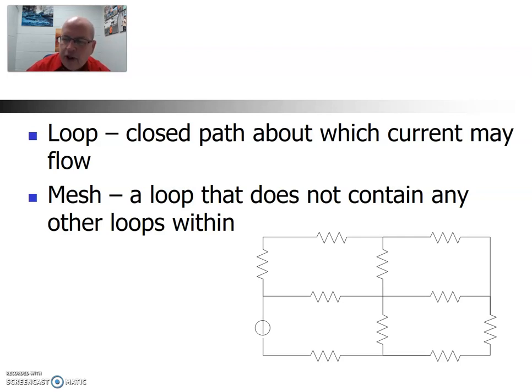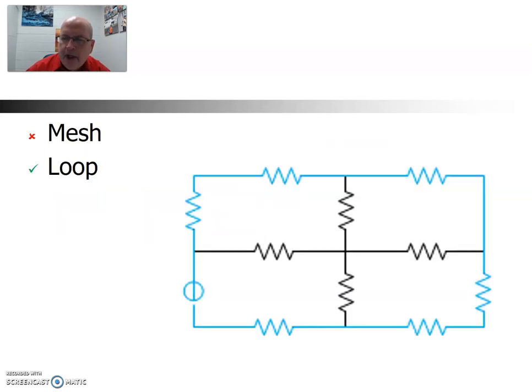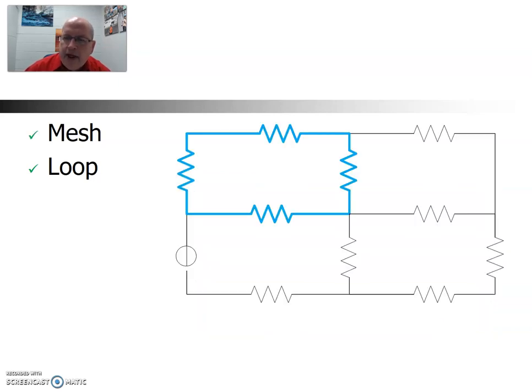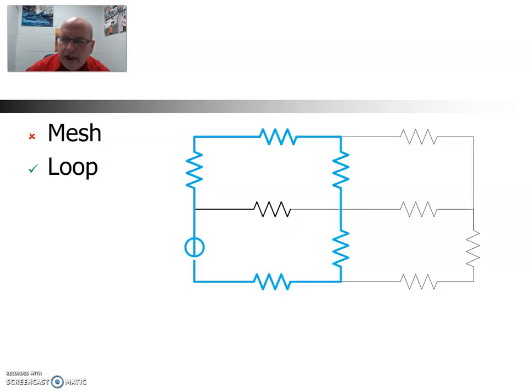So if we look at the circuit shown on the bottom here, we'll look at a couple of different loops and meshes. If we look at the portion of the circuit around the outside perimeter, the part colored in blue, that is a loop. However, it is not a mesh because there are other loops inside of that. If we look here, you can see that's another loop. This blue outline represents a loop. It's also a mesh because there are no loops inside of it. Here is another variation. This is a loop. However, it is not a mesh because there are loops within this. So that should give you some idea of what a mesh is.